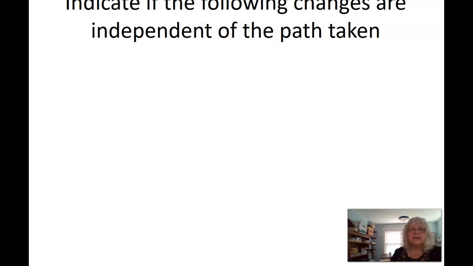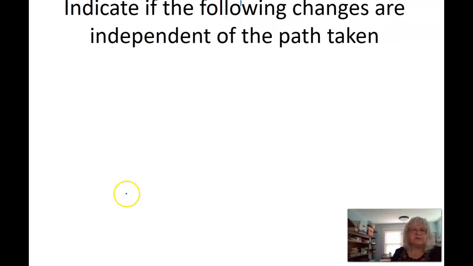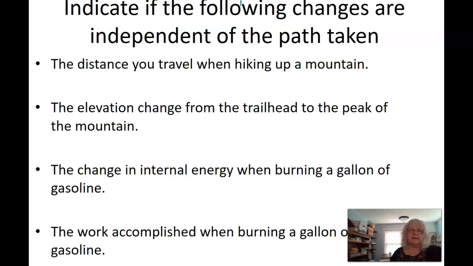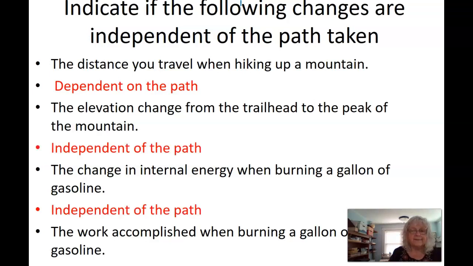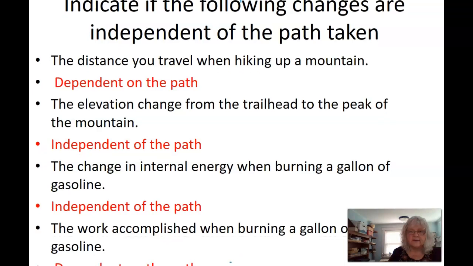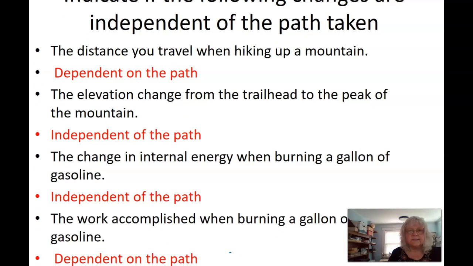So I want you to look at each of these following conditions and see if you can figure out whether they would be essentially state functions or not. What we're going to be looking at is whether they're dependent or independent of the path taken. So take a minute, think about each one, all right, and then fill in what you think, whether it's dependent or independent. Remember, you can pause the video. All right, so the last one, I feel like I am missing the screen down here at the bottom. There we go. The last one is dependent on the path.